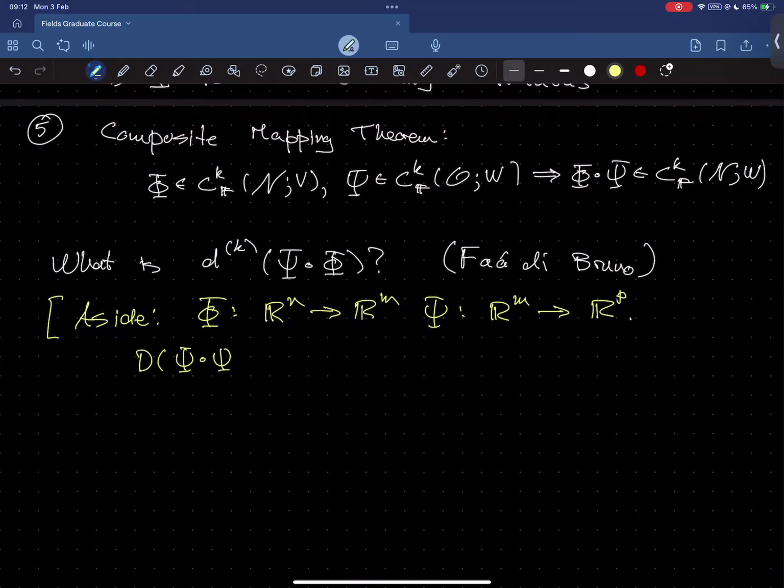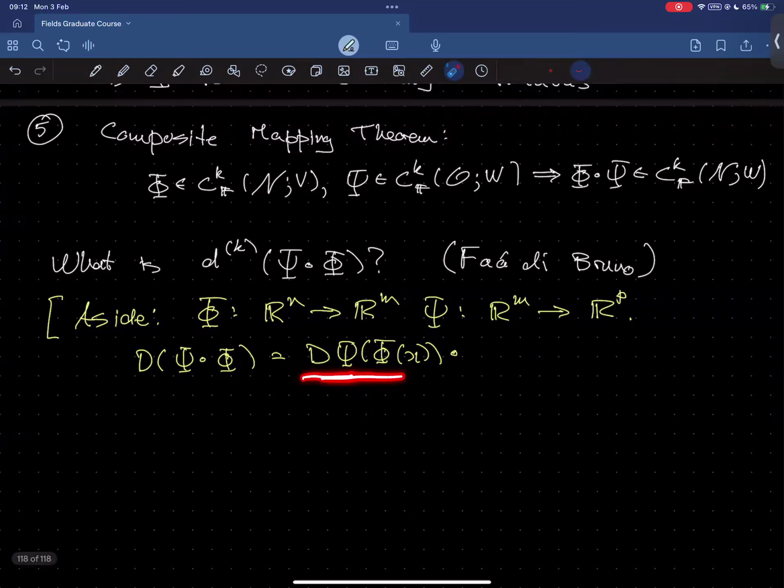It's d psi at phi of x composed with, well, this thing is a p by m matrix. That's what the Jacobian is. That's just d psi. And then you compose it, meaning matrix multiplication, composition of linear maps, with d phi of x.